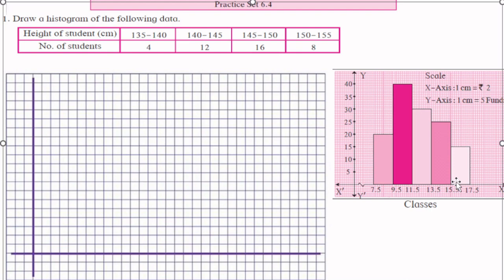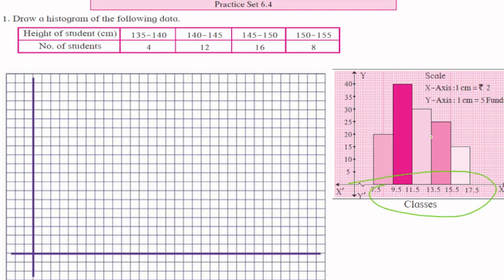How to draw? We have been given the class marks. The class marks you have to plot on the x-axis, and on the y-axis you have to take the frequency. Then on each and every class mark draw the bar, and after that you will see a beautiful histogram. Let's see how we are going to do this for question number 1 of practice set 6.4. Then you will understand in detail.